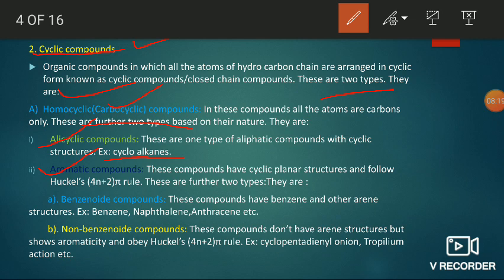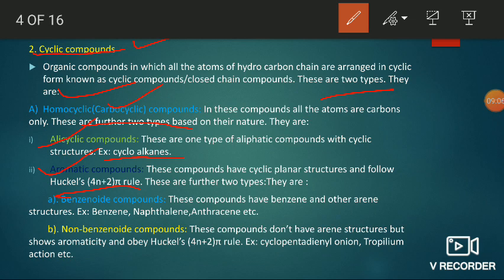In the case of aromatic compounds, these are one type of carbocyclic compounds in which all the atoms are carbons. Aromatic compounds generally have planar structure, conjugated double bonds, and they follow Huckel rule, that is the 4n plus 2 pi electron rule. So these are aromatic compounds. Huckel rule is nothing but the 4n plus 2 pi electron rule.